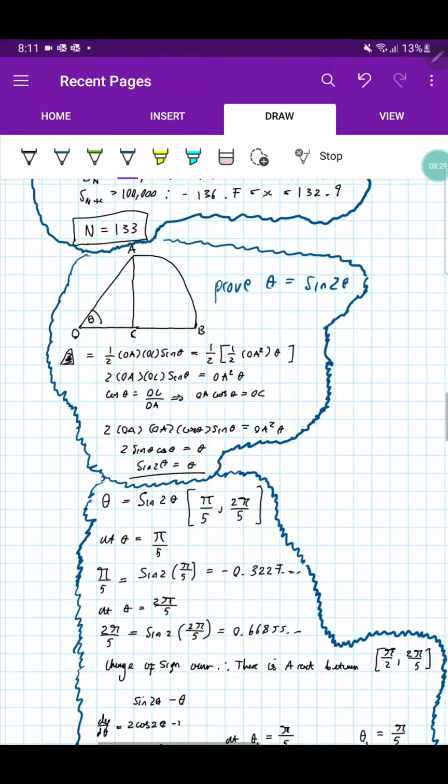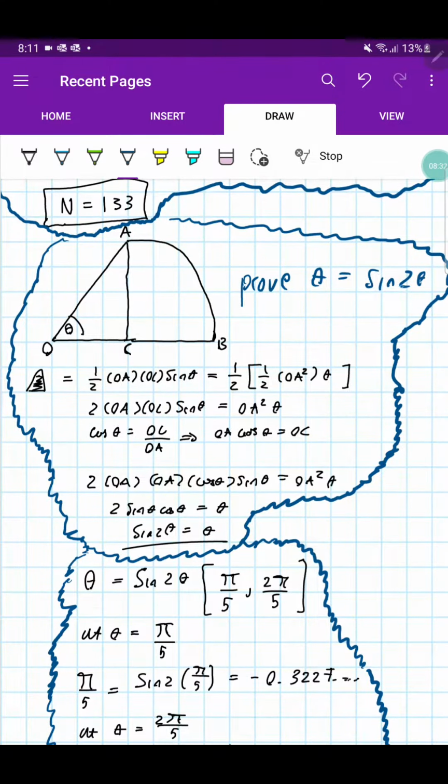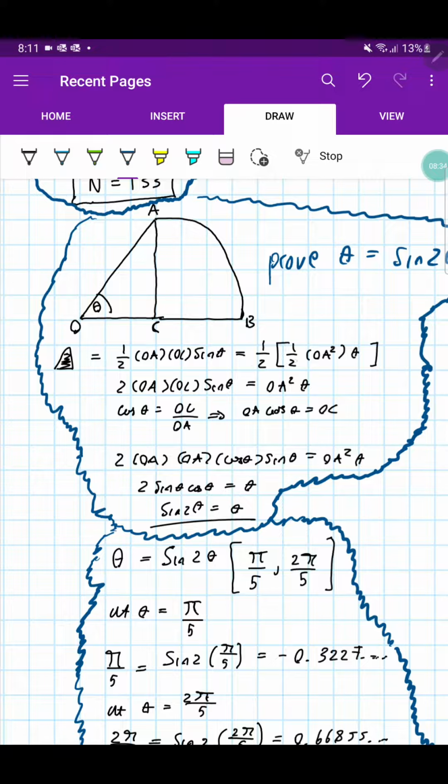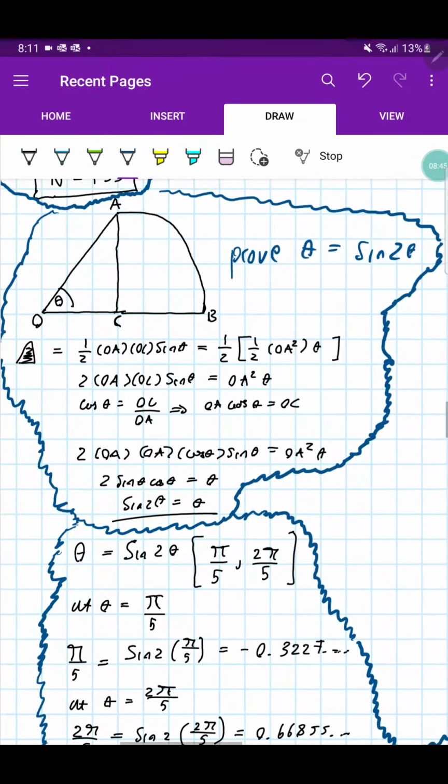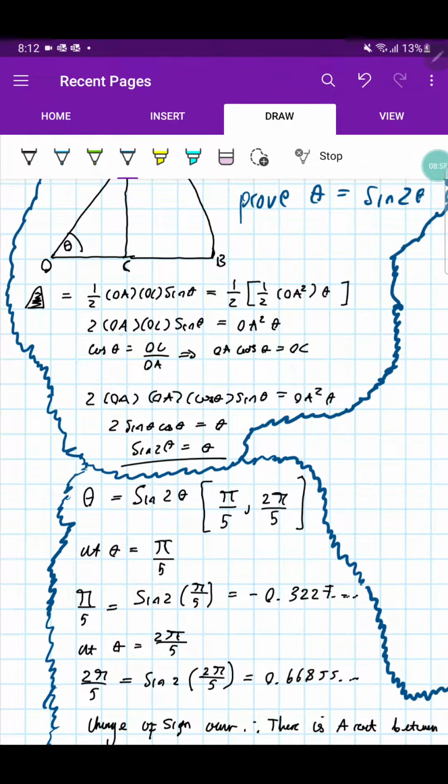Now with this one, we need to show that theta equals sine 2 theta. So what we're going to do is find the area of the triangle OAC. So that's going to be half OA times OC sine theta. And we know that's going to be half of the area of the sector. So that's going to be half multiplied by the area of the sector, which is a half OA squared theta. So if we manipulate this, if we multiply by 2, not 2, a quarter, we get 2 OA times OC sine theta equals OA squared.